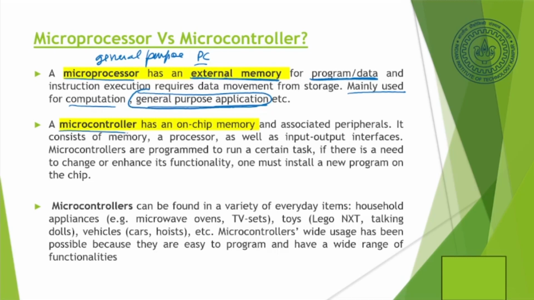Now a microcontroller has an on-chip memory and associated peripherals. So in one chip, it has an on-chip memory on which the data can also be stored. It consists of a memory, a processor, as well as input-output interfaces. Microcontrollers are programmed to run a certain task. If there is a need to change or enhance its functionality, one must install a new program on the chip. So a microcontroller is essentially a single chip device which has an onboard memory, unlike a PC which has an external memory. That is the fundamental difference between a microprocessor and a microcontroller. The microcontroller may have input-output interfaces also, like ADCs, DACs, which it can do.